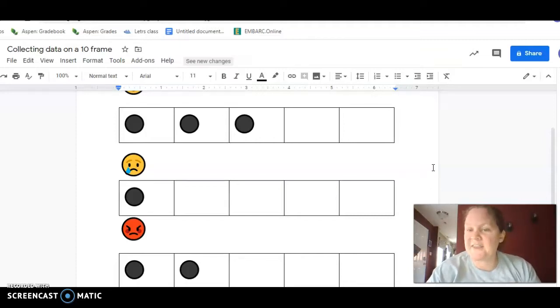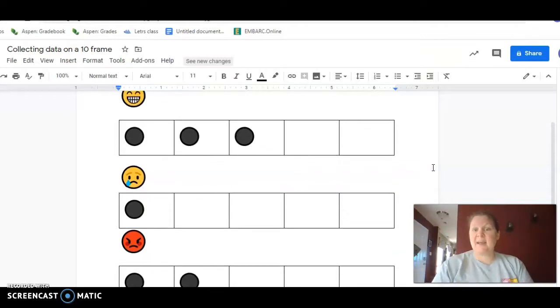Which feeling had the most? Looking at my data that I collected. Yeah, my happy, because look, it has 3, which is bigger than 1 and 2, and you can see because it goes out further too. Which one had the least? Least means smallest amount, the fewest. Which one has the least?